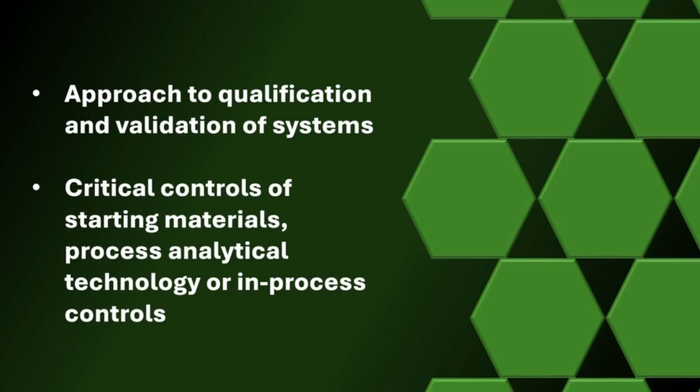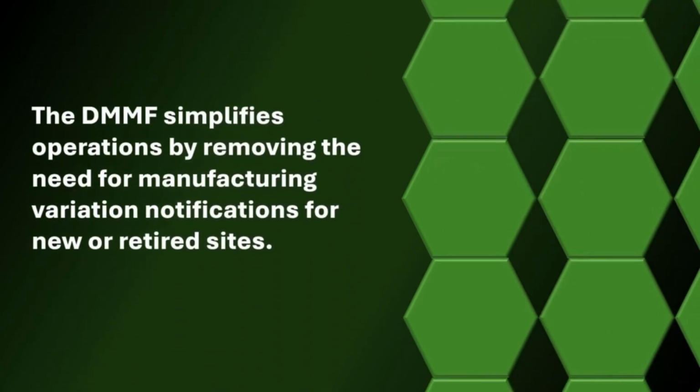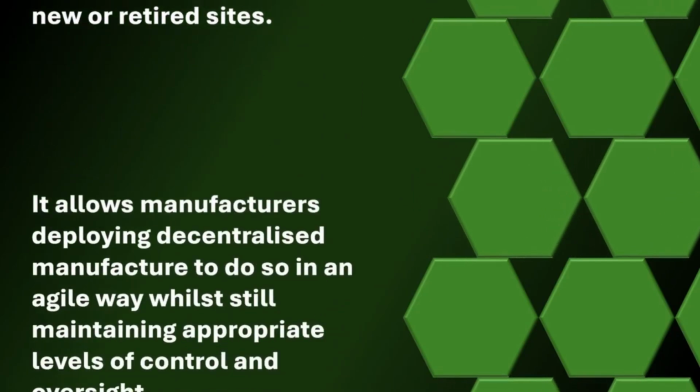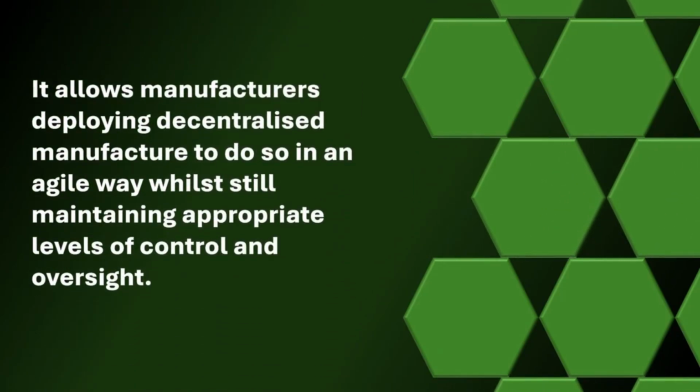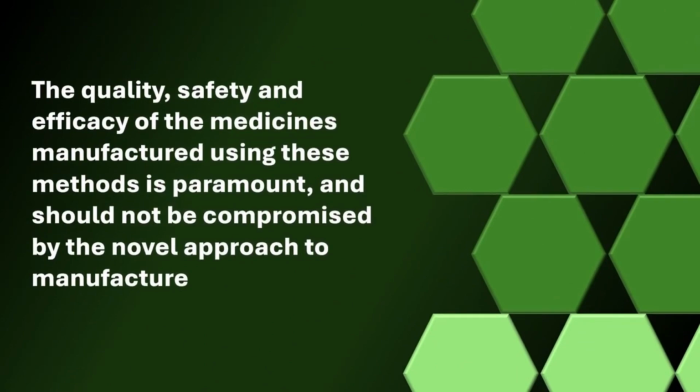The DMMF enables decentralized manufacturing operations by removing the need for the addition of a manufacturing site to a manufacturing license, or indeed the removal of a manufacturing site. Such variations would be impossible for the decentralized manufacturing model, both for the manufacturer and the MHRA. The legislation allows decentralized manufacture to be deployed in an agile way, while still maintaining appropriate levels of control and oversight. The quality, safety, and efficacy of the medicines manufactured using these methods is paramount, and should not be compromised by the novel approach to manufacture.